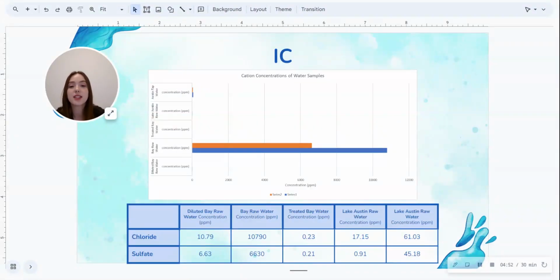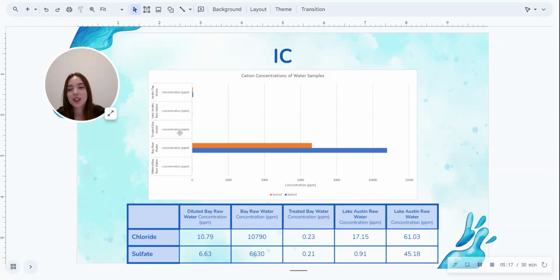Next, we have the IC and your cation concentrations for each of the water samples. Here is the bar graph showing the concentrations of chloride and sulfate. I'm sorry, I said that backward. Chloride is actually in the blue and sulfate is in the orange.